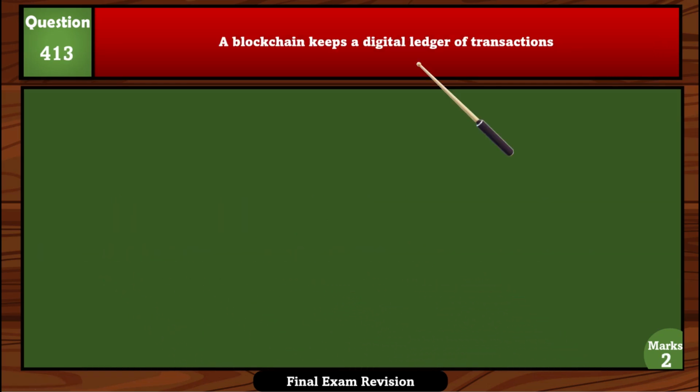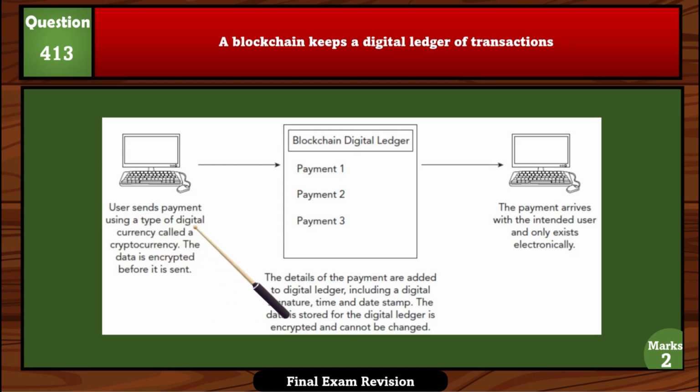Question 413. Draw a diagram to show how a blockchain keeps a digital ledger of transactions. User sends payment using a type of digital currency called a cryptocurrency. The data is encrypted before it is sent. The details of payments are added to the ledger, including a digital signature, time and date stamp. The data stored for the digital ledger is encrypted and cannot be changed. The payment arrives with the intended user and only exists electronically.